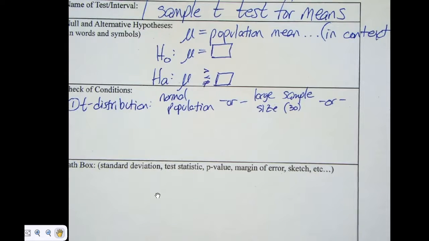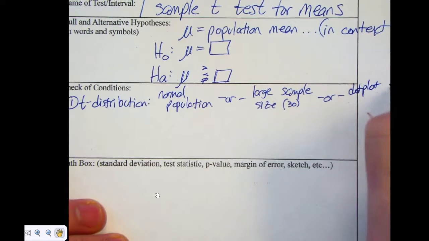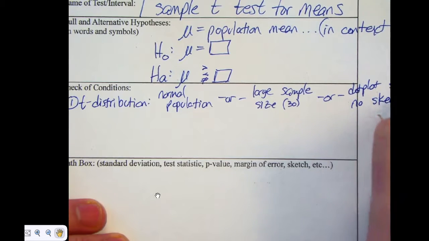In about 90% of the problems, one of those 2 things will cover it, and you can just write that down. Occasionally, they'll give you one with a size of 10, and they don't tell you the population's normal, and then you have to actually make a dot plot. It's just annoying. You're already doing this giant process, they make you do a dot plot in the middle of it, but occasionally it does happen. So sometimes you have to say dot plot shows no skew or outliers.